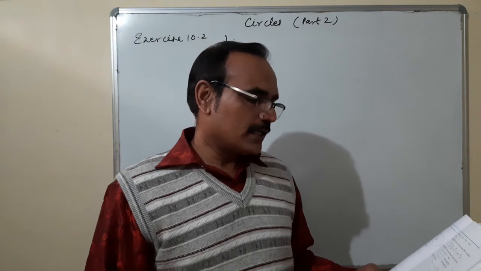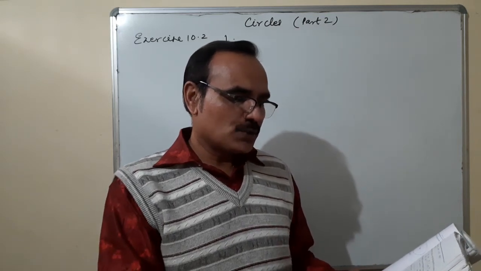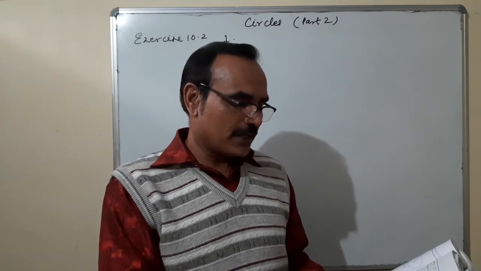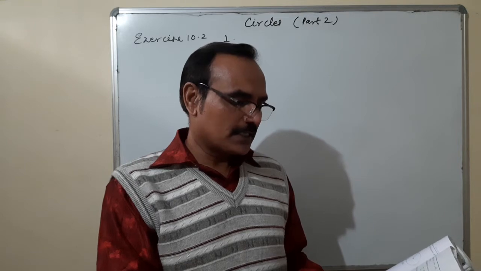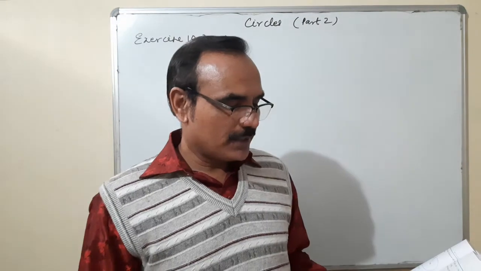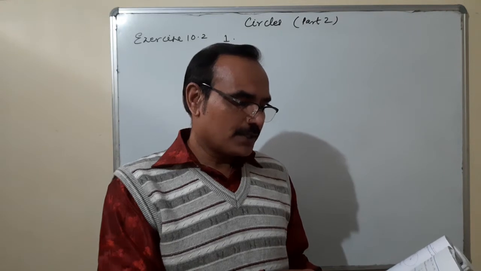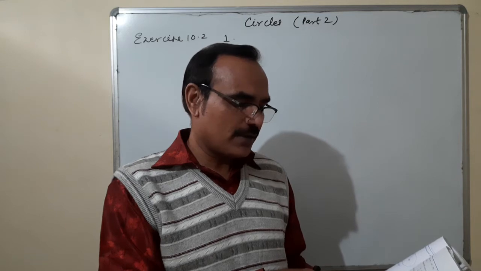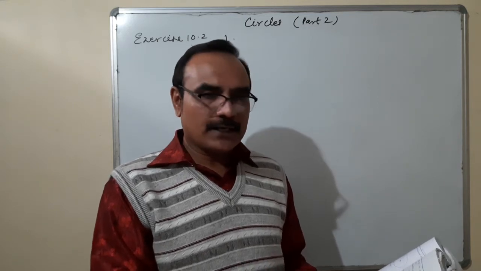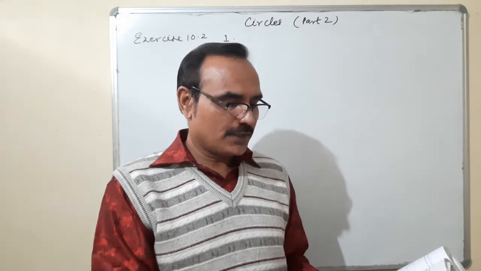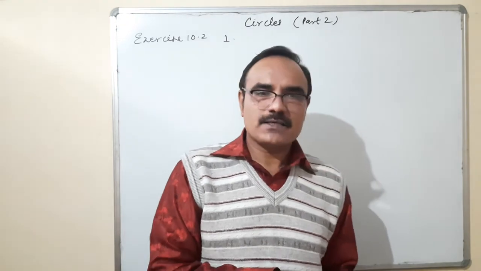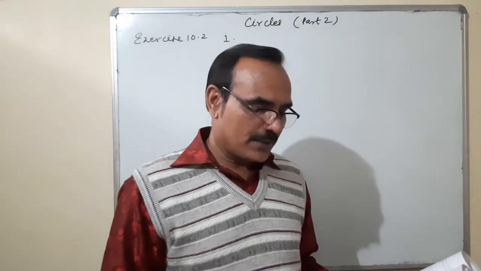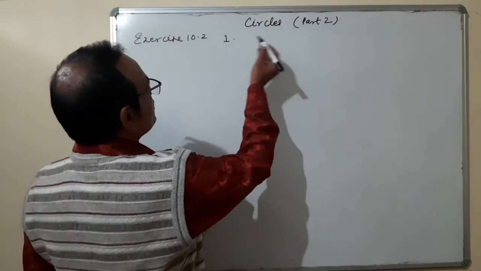From a point Q, the length of the tangent to the circle is 24 centimeter and the distance of Q from the center is 25 centimeter. Then the radius of the circle is? Using the Pythagoras theorem, that can be solved. We are going to find the radius: 25 square minus 24 square. The answer is coming 7. So the first question's answer is 7.